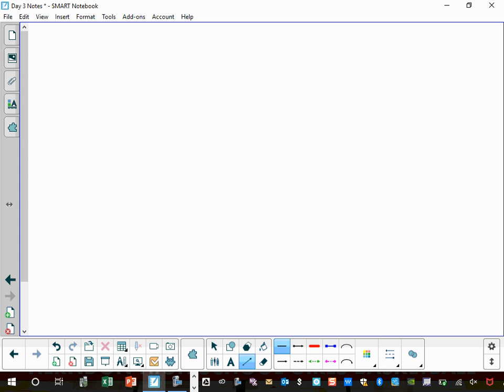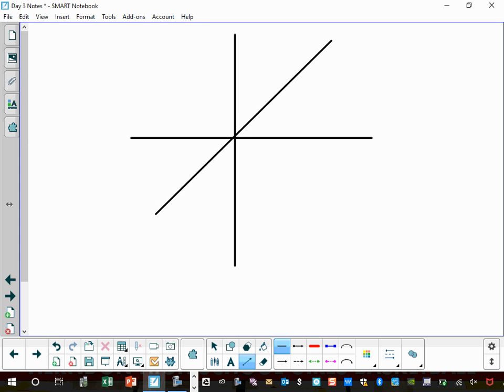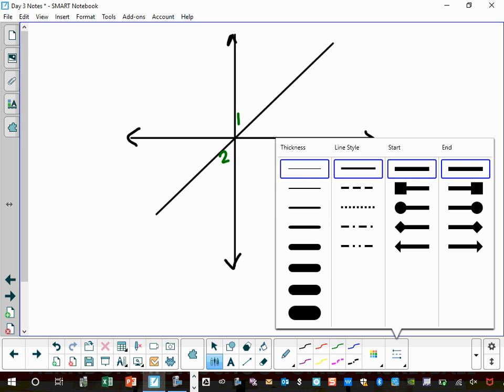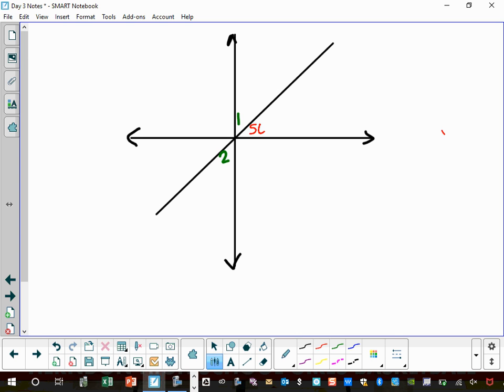I'm going to draw my picture. It's wrong. All right, so we have this. So this is angle 1, this is angle 2. So this is messy. 50 degrees. Blue is way better. This is no good.